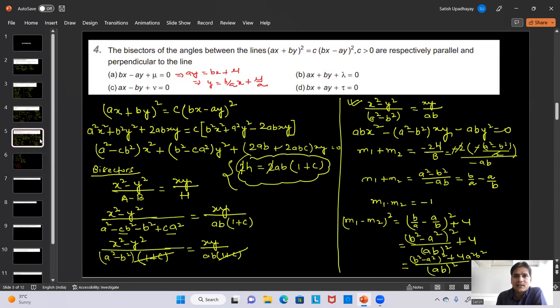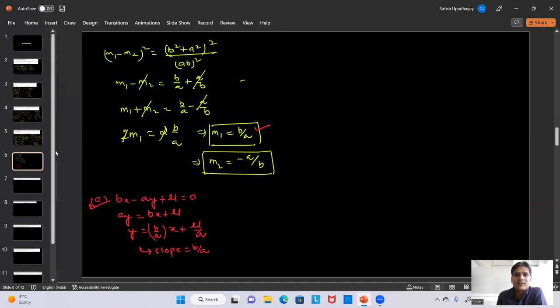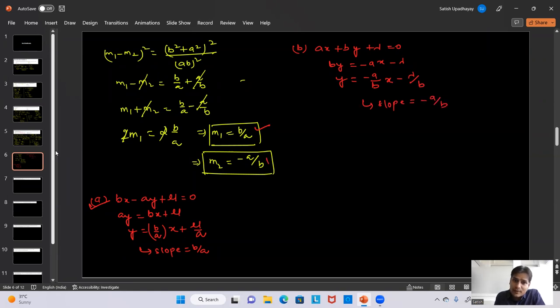Okay. Now let's see this option B. ax plus by plus lambda equal to 0. So from here, what we get? by is equal to minus of ax minus lambda. So our y, we can write it as minus a upon b x minus lambda upon b. So here slope is how much? The slope of this line is minus a upon b. Now we are having one slope as minus a by b. So this line will be parallel to this line. And obviously the other line will be perpendicular to this line. So option B is also correct, right?